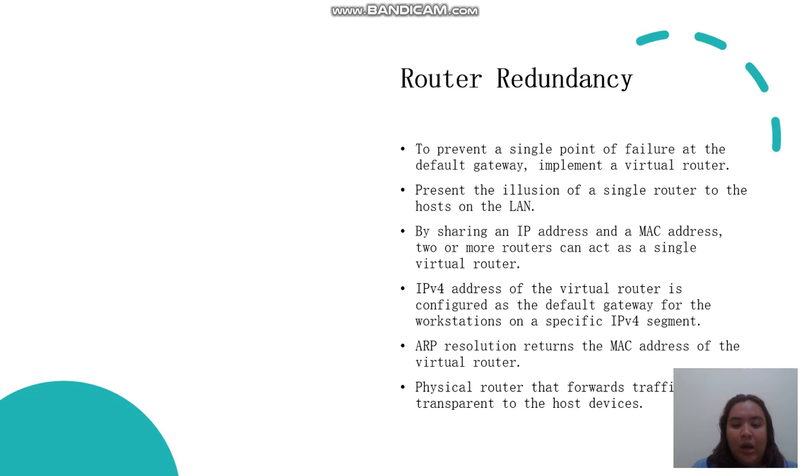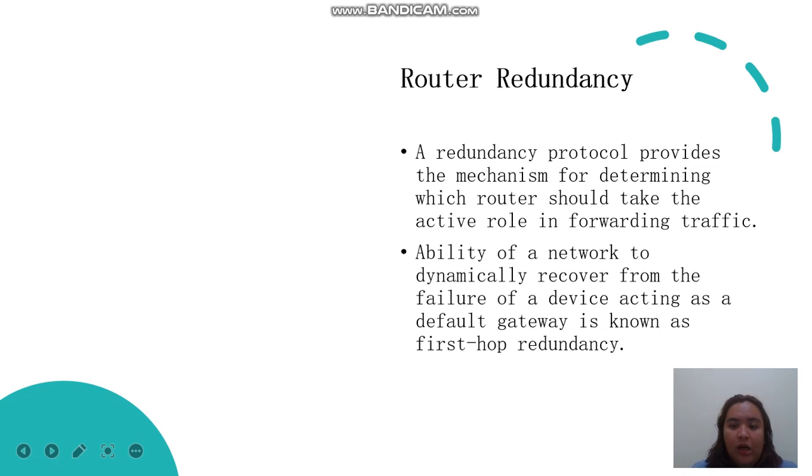The IPv4 address of the virtual router is configured as the default gateway for the workstations of a specific IPv4 segment. ARP resolution returns the MAC address of the virtual router. And the physical router that forwards traffic is transparent to the host device. Router redundancy protocols provide the mechanism for determining which router should take an active role in forwarding traffic.